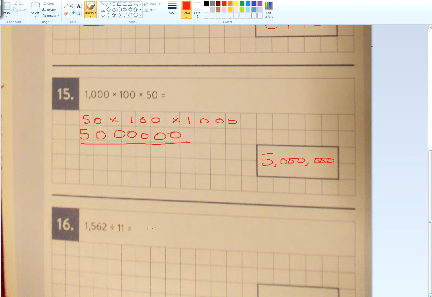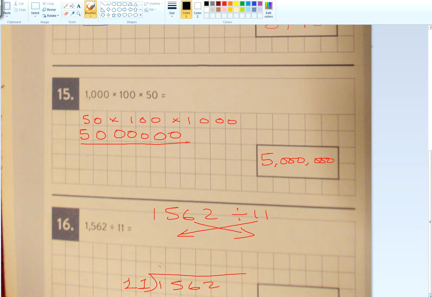I got that now. Now, with this question here, we have 1,562 divided by 11. So again, the 11 goes first and that goes second. So we put it, for example, here, 11. Bus stop technique. 1,562. Let's get a black pen. How many 11s in 1? 0. Remainder 1. How many 11s in 15? 1. Remainder 4.